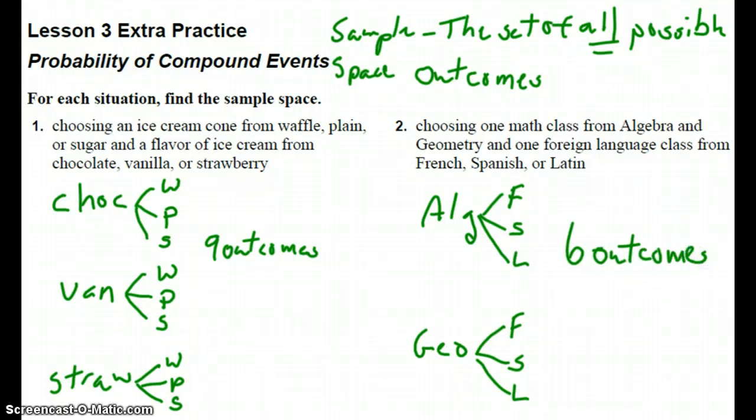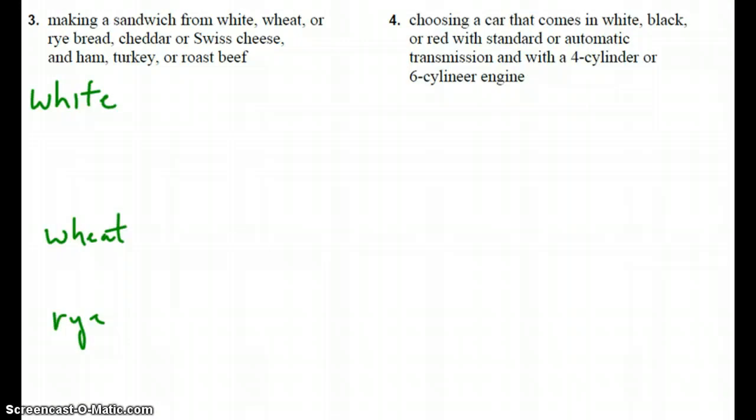Let's take a look at the next set. We're making a sandwich from wheat, white, or rye bread. And our choices are cheddar or Swiss, ham, turkey, or roast beef. So let's divide up the breads first. So we have white bread, we have wheat bread, and we have rye bread. The next thing I'm going to want to tackle, let's tackle the meats so that we can be consistent. In the meat category, we can have ham, we can have turkey, or we can have roast beef.